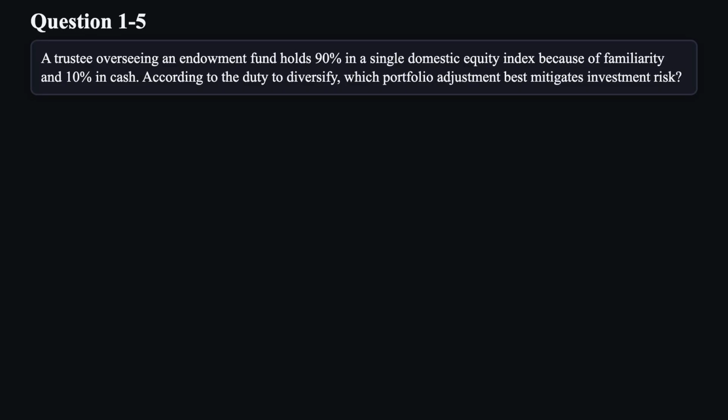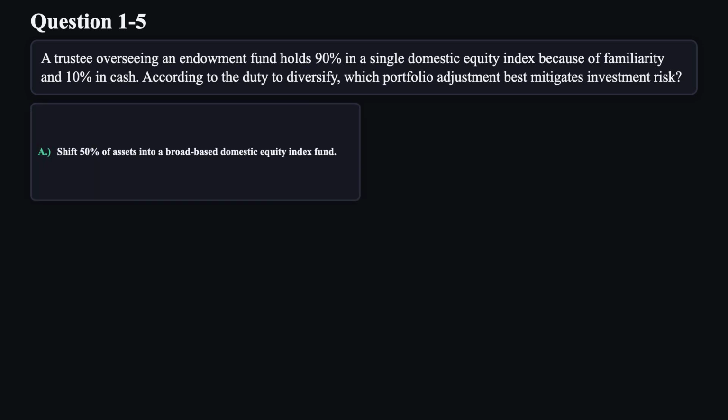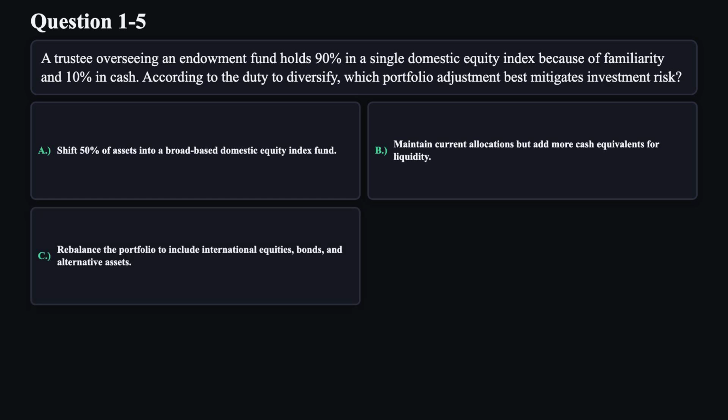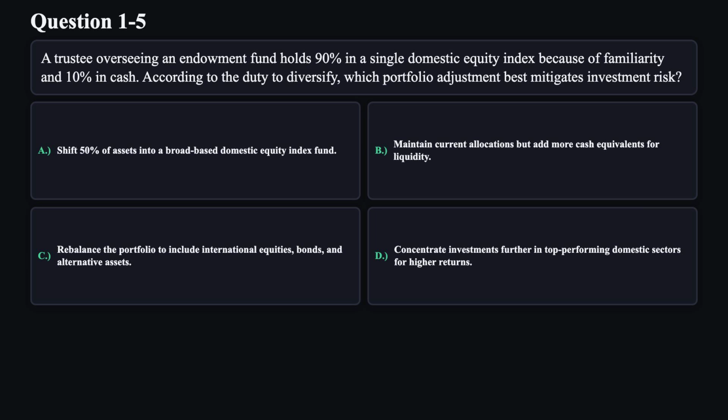Question 5. A trustee overseeing an endowment fund holds 90% in a single domestic equity index because of familiarity and 10% in cash. According to the duty to diversify, which portfolio adjustment best mitigates investment risk? A. Shift 50% of assets into a broad-based domestic equity index fund. B. Maintain current allocations but add more cash equivalents for liquidity. C. Rebalance the portfolio to include international equities, bonds, and alternative assets. D. Concentrate investments further in top-performing domestic sectors for higher returns.